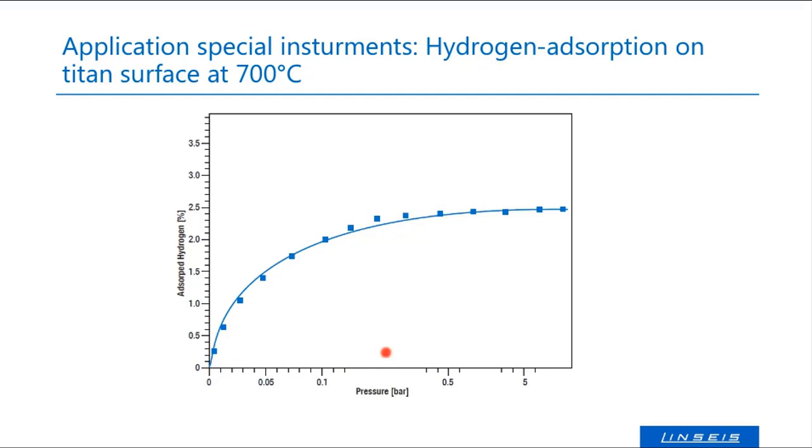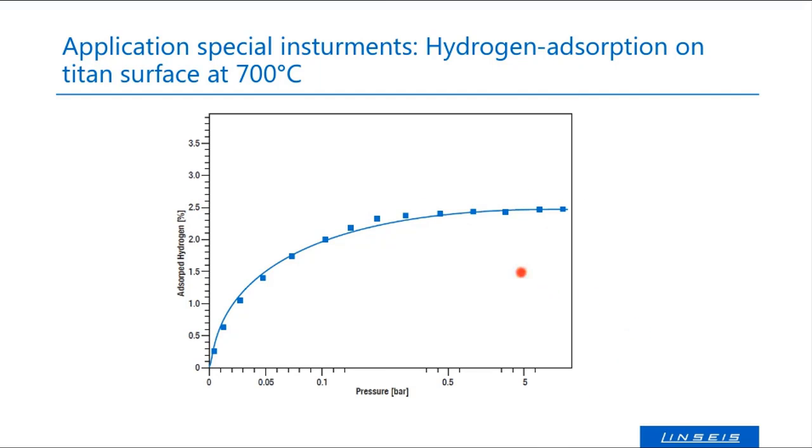Doing this at several pressures, up to 5 bar and even higher, you get a curve that looks like this. So at 700 °C, the capability of absorbing hydrogen of the titanium surface looks like that. That means from 0.5 to 5 bar, there's almost no difference. The saturation is already reached at around 0.5 bar hydrogen pressure. And then this sample was able to absorb 2 to 2.5% of its own weight in hydrogen.